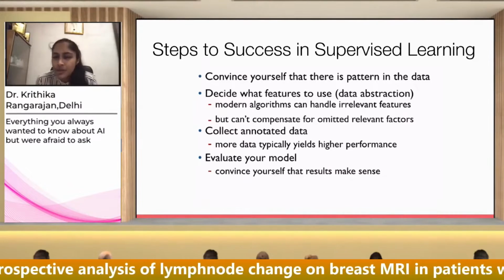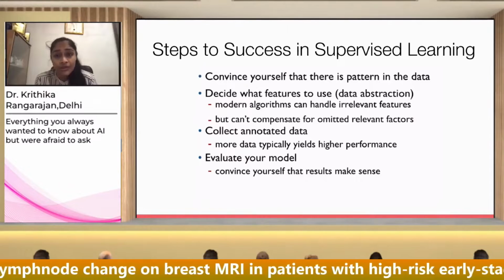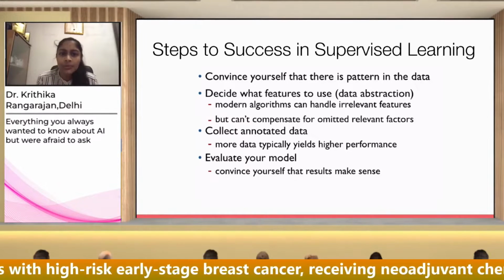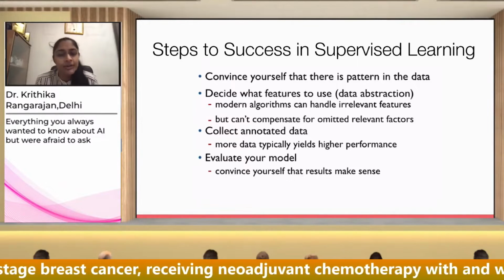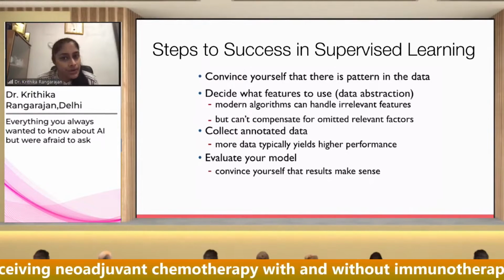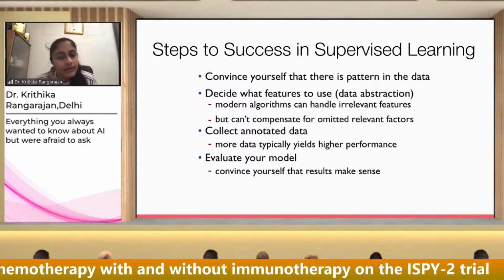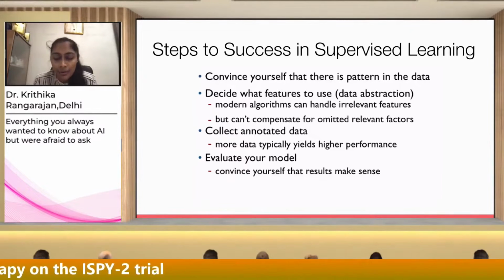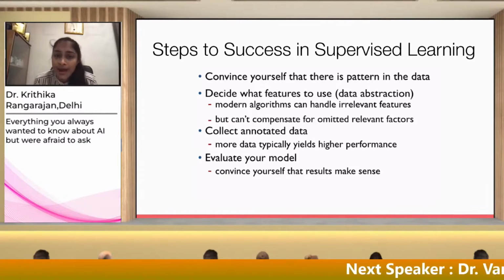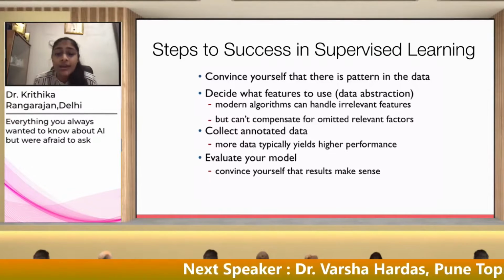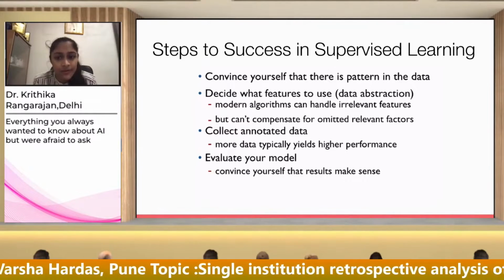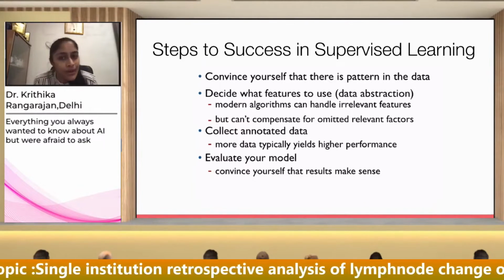So how many features should you pick out? Should you pick out a lot of features, or should you pick out just a few features? As a general thumb rule, it's a good idea to pick out as many features as possible, even though some may be irrelevant. This is because the modern day tools that we use for machine learning are extremely powerful and are capable of handling even the irrelevant features. However, if you miss out on picking out some relevant features, you may not be able to compensate at a later point.